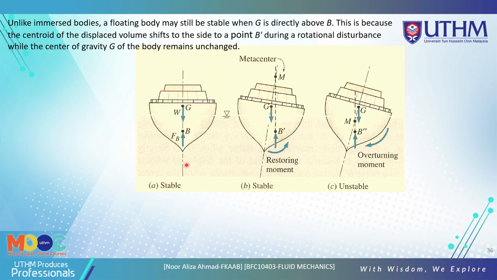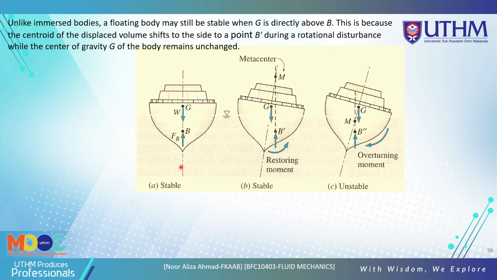So now we look at the under-immersed bodies. A floating body may still be stable when G is directly above B. This is because the centroid of the displaced volume shifts to the side to a point B during the rotational disturbance, while the center of gravity G of the body remains unchanged. Actually, the stability is more on theory.